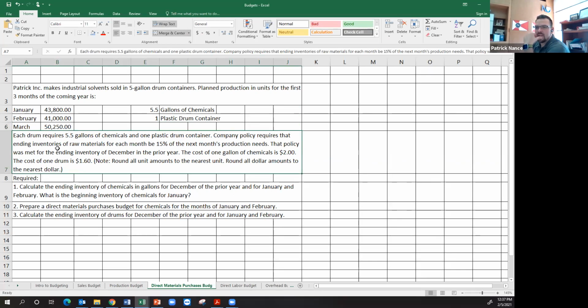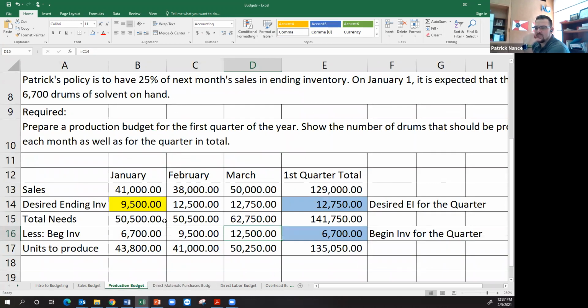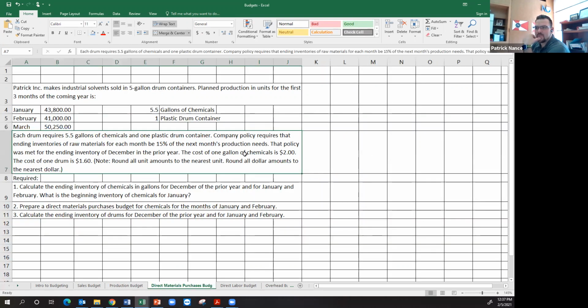Company policy requires that ending inventory of raw materials for each month be 15% of next month's production needs. So there's kind of like what we did in production budget, where we need a percentage of leftover because we don't ever want to run out. So we're going to figure out what the next month needs, and we'll be able to multiply that by 15%. That policy was met for the inventory ending in December of the prior year. So that means our beginning inventory must be 15% of December's, because the ending inventory for December met that 15% mark. We'll get to that in just a second.